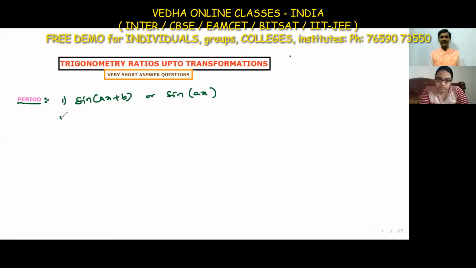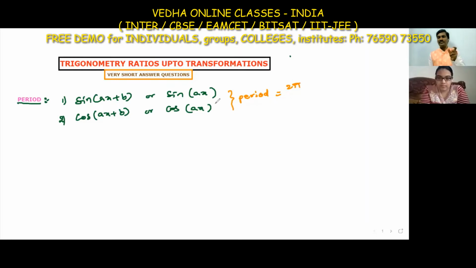Or otherwise, if we have cos of ax plus b function or cos of ax, when we have functions like this, what is the formula for finding the period? Whenever the functions are in this model, the formula is 2 pi by mod a. 2 pi by mod a. We are taking the x coefficient here.